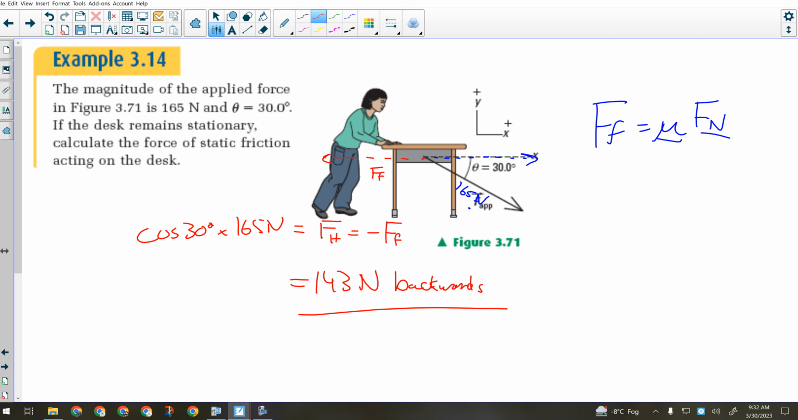Very often, that's all we have to do for friction stuff, a sum of all forces calculation as opposed to FF equals mu Fn. We're going to get some situations where we're using the mu part, but we don't always need it. Does that mean that the force forward is also 143? Yeah, because that's actually what it calculated was the force forwards, and then it just made it backwards. But it's the same.